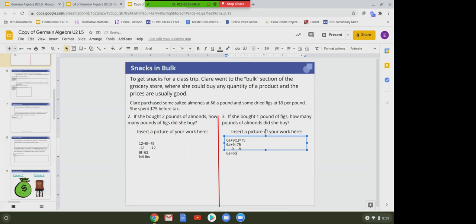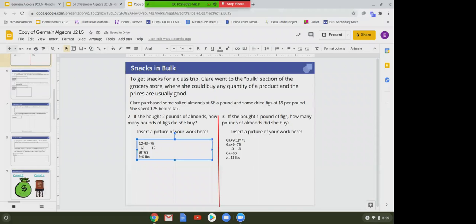Awesome job there, Ian. And then how do you get that a by itself? You divide it by 6. Good. So you divide both sides by 6 and you get the number of almonds is equal to what? 11 pounds of almonds. Very good. Nice job, Ian. Fantastic job picking up right where Peyton left off. Peyton, that was fantastic. Awesome job, my friend. So proud of you.